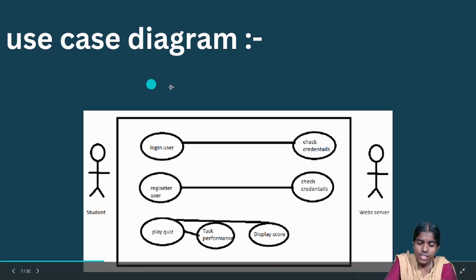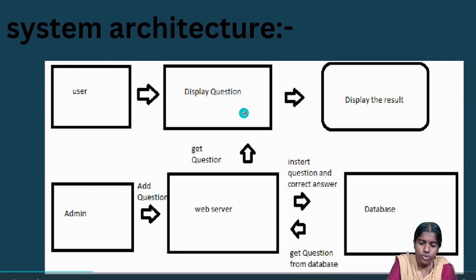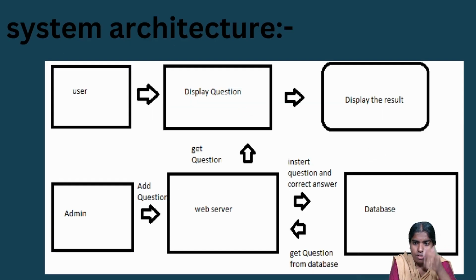So you are clear with the system architecture diagram. How does this flow happen? Whenever a user comes in, he is going to display the questions and display the results. In the web server modules, an admin person can add the question to the server, and I'm going to get the questions from the web server. He can insert questions and correct the answers and get the questions from the database.